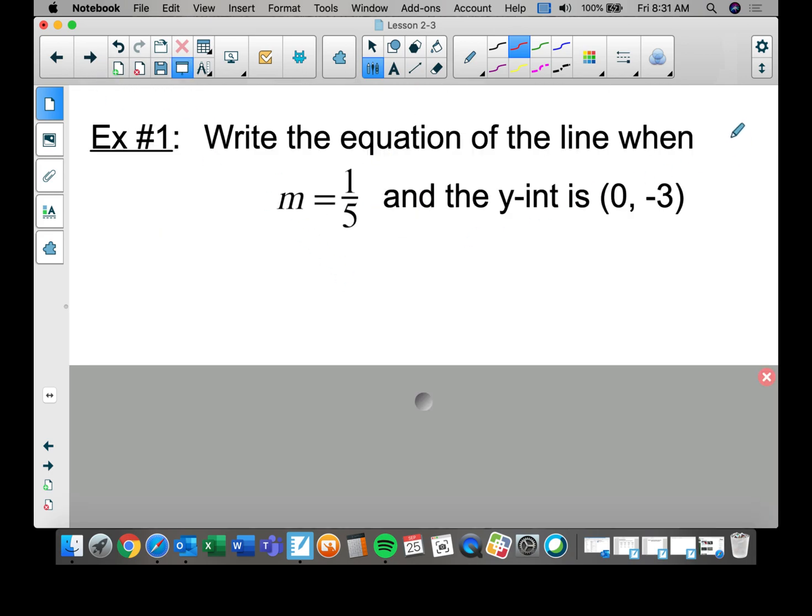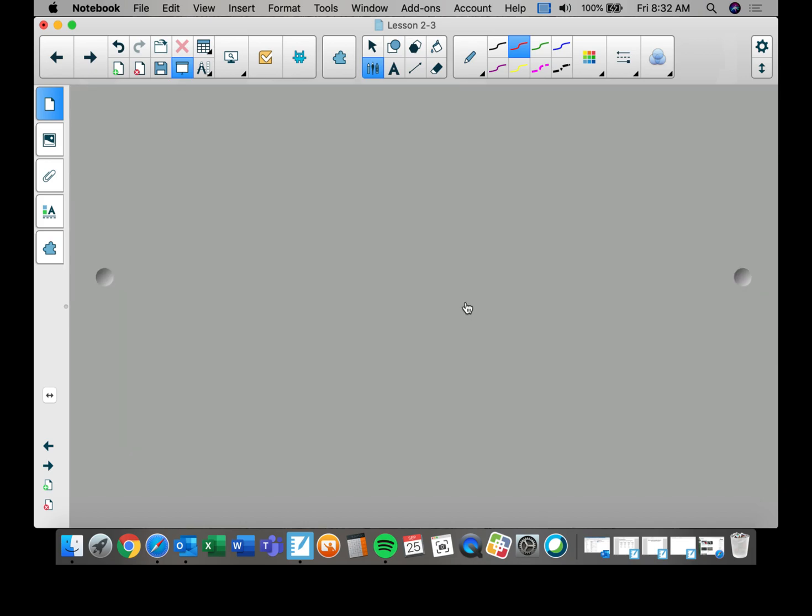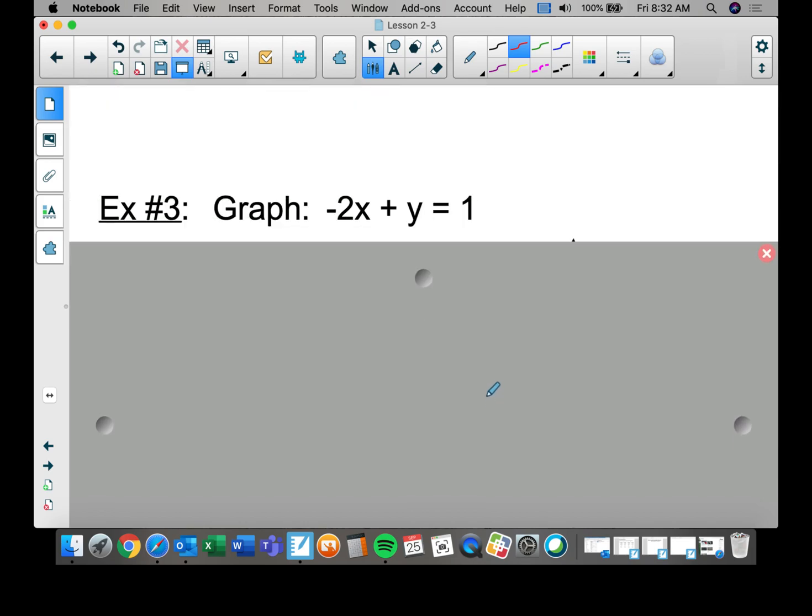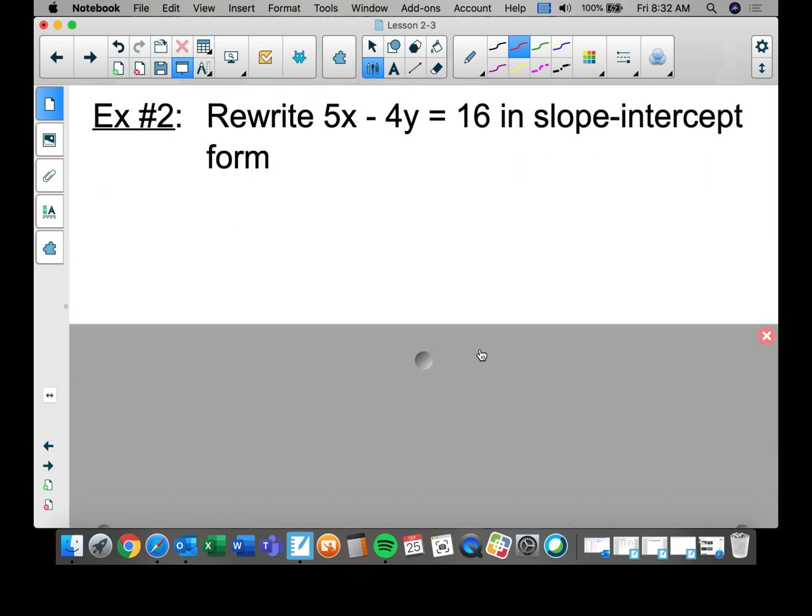So now if we take a look at a couple of different examples, we want to write the equation of a line given the slope and the y-intercept. One thing I want you to notice right away, x equals 0 for that y-intercept. And so in this case, this one should be fairly straightforward. Y equals my slope of 1/5 x, since my y-intercept is negative, we put that as a -3, and there's your equation of your line. Y equals 1/5 x minus 3.